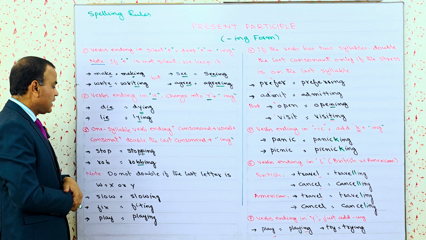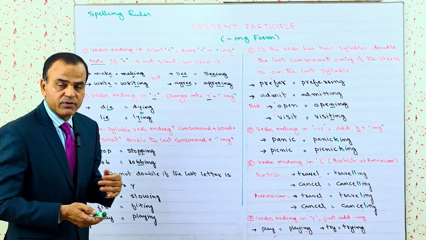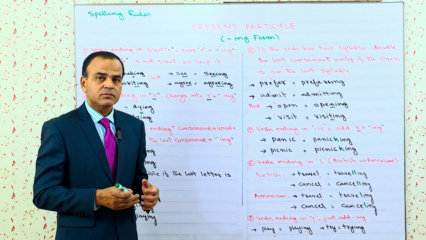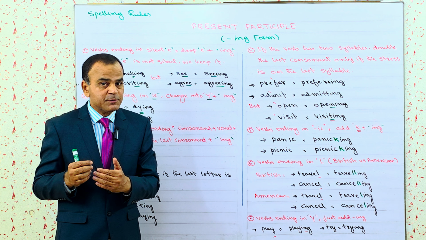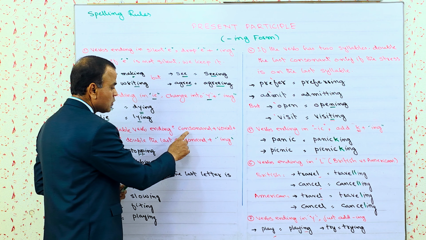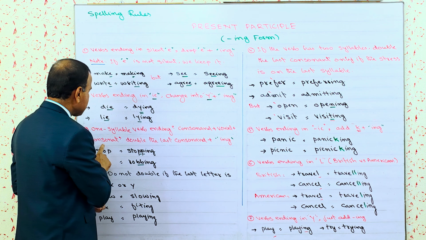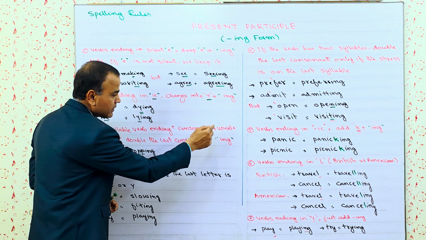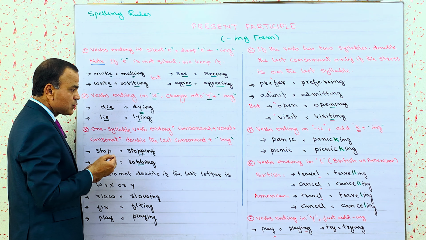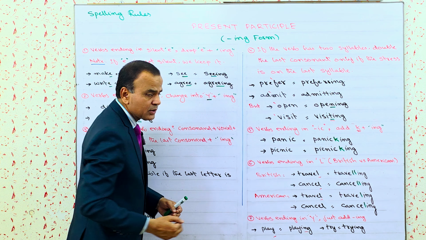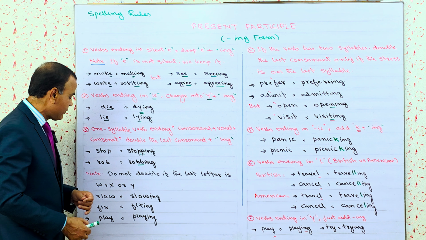Then rule number 3 is about one syllable verbs. If the verb is one syllable and the spelling construction of the verb is consonant plus vowel plus consonant, so consonant comes first, then vowel comes, then in the end we have consonant. So in that case, when we add ing, the last consonant will be doubled. Let's have a look at some examples I've written for you.